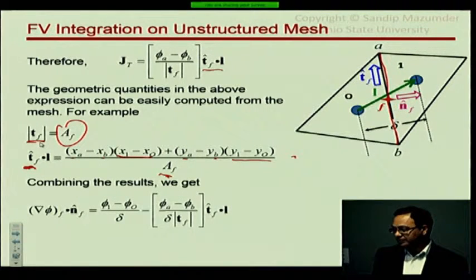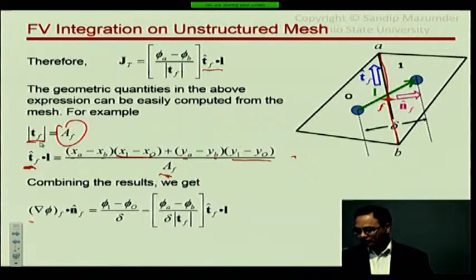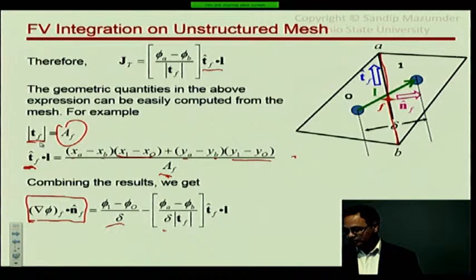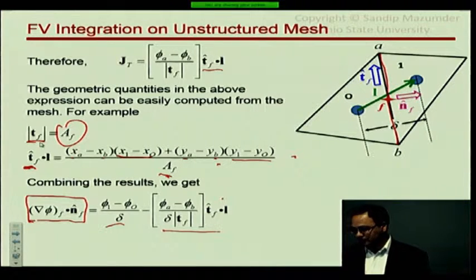So combining the results, this is what our normal component of the gradient of phi comes out to be. This is what we had derived last time. This is what we just derived, where Tf dot L is that term on top.